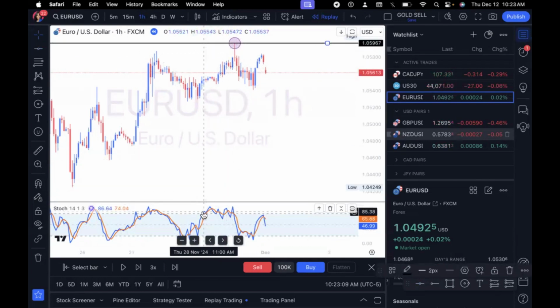So we noticed that the market had hit a high. Now, once the market hits a high, whether it's a swing high, which is the highest high, or just another high, the market tends to push down. And we can see that that's literally exactly what happened.